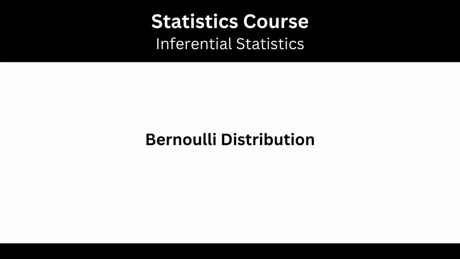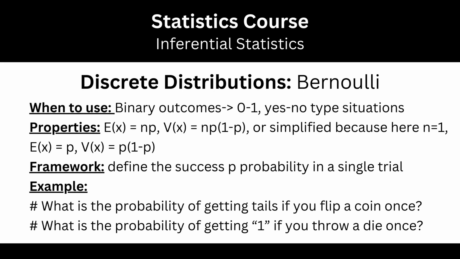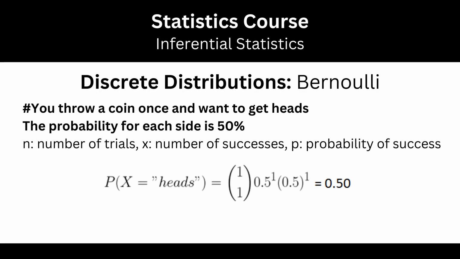There is a special case of the binomial distribution called Bernoulli distribution, where n equals 1. Everything is the same, the only difference is that n equals 1. This means that in our example, you only throw the coin once and the experiment is over. So you throw a coin, the probability of x equal to heads is 50%, and the experiment is over.